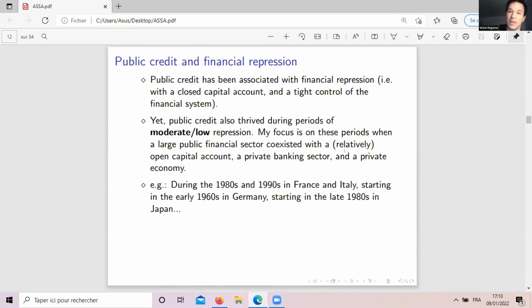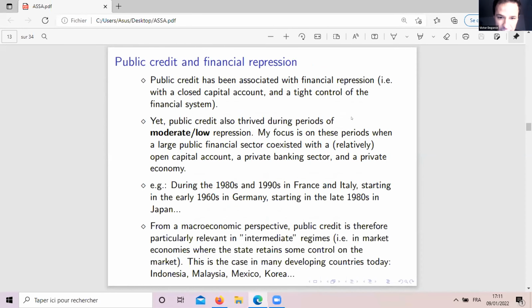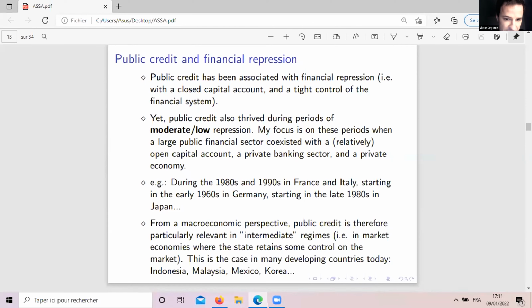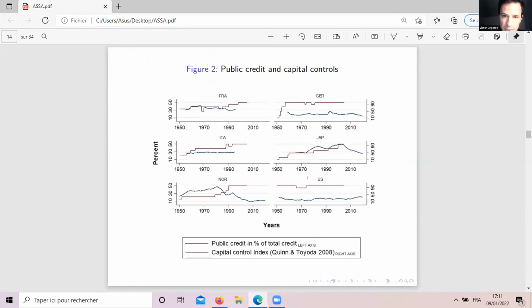So my focus will be on the periods when the state begins to loosen its control of the domestic economy. The capital account starts to open up. There are capital flows coming in, capital flows going out. There's a private banking sector, a private financial sector, and public credit is still important. My focus is going to be on these gray transition periods between financial repression and financial liberalization. From a macroeconomic perspective, that's when public credit is important. This is the case in many developing countries, which is why I'm adding developing countries to the data: Indonesia, Malaysia, Mexico, Korea, countries like this.